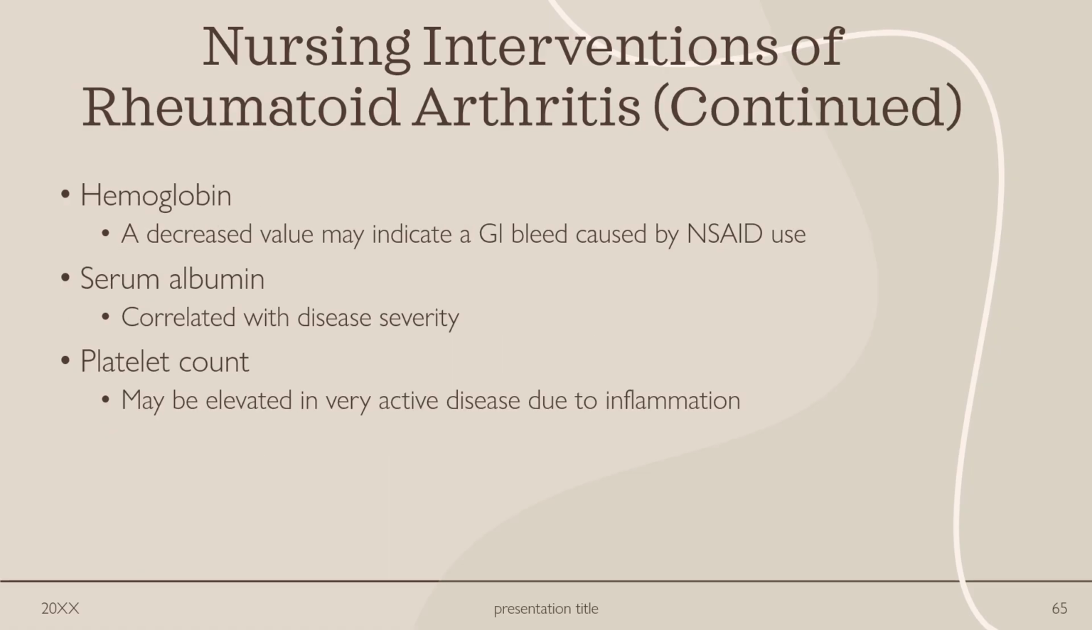We're going to look at the hemoglobin. A decreased value can indicate a GI bleed caused by the NSAID use. Remember that GI bleeding. Serum albumin can be correlated with severity, and then the platelet count. This may be elevated, actually, in very active disease due to the inflammatory process.